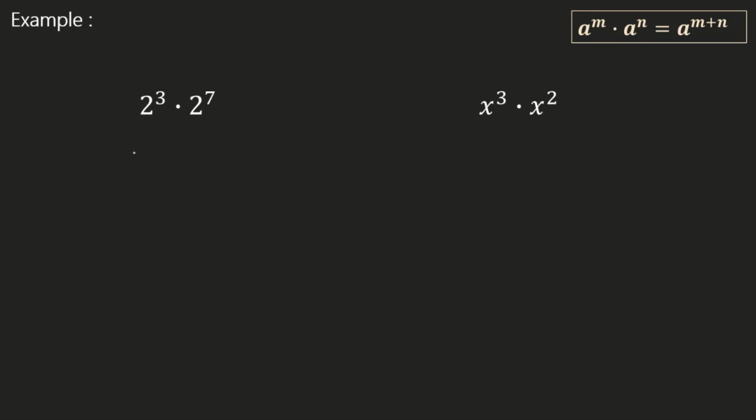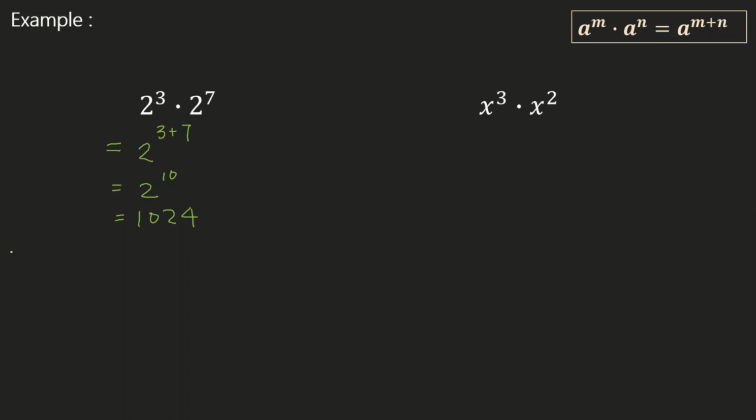Let's look at the example on the left first. We have 2 to the third multiplied by 2 to the 7th. These two terms both have the same base, which is 2. So we can use this property right here and rewrite this expression as 2 to the 3 plus 7 power. And this gives us 2 to the 10th power, which is 1024.